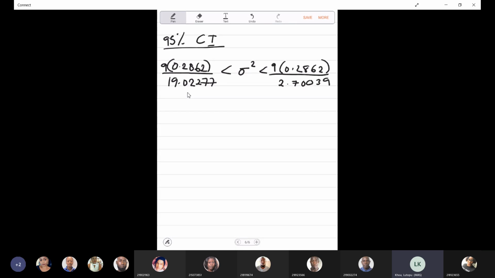Then we divide this by 2.70039, and that's it. So these two values over here, you just work them out on your calculator, and I hope we got the same thing. This is 0.1354. And I got 0.9537.